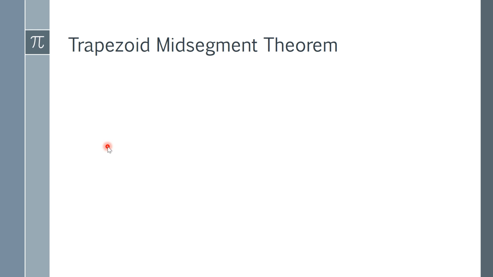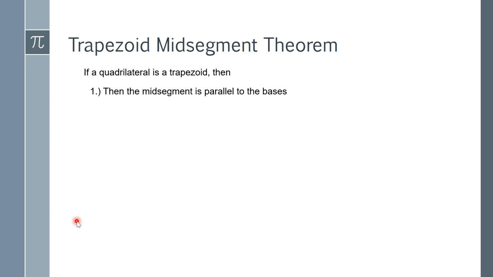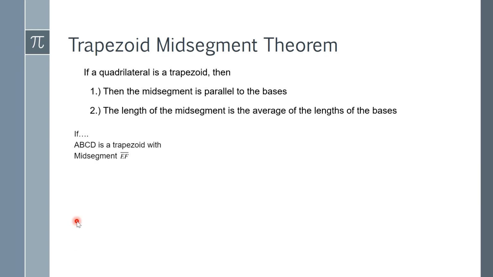Trapezoid mid-segment theorem. Again, mid-segment should sound familiar because we talked about mid-segments with triangles. Now we're going to apply it to a trapezoid. If a quadrilateral is a trapezoid, then the mid-segment is parallel to the bases, and the length of the mid-segment is the average of the lengths of the bases. So let's explain that with a picture.